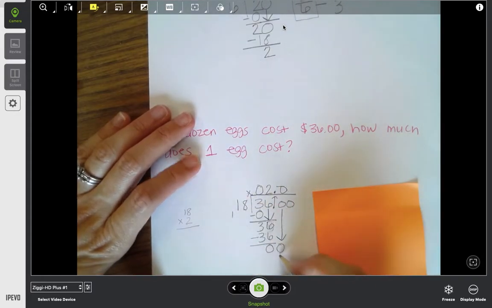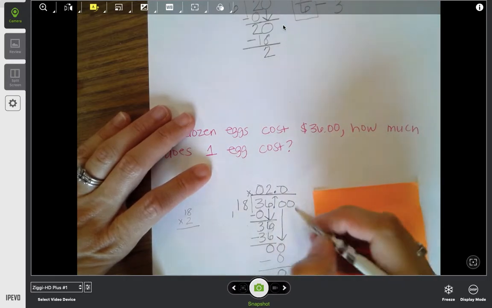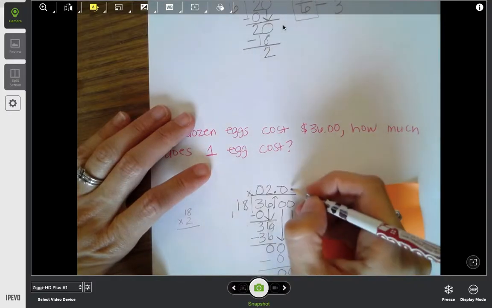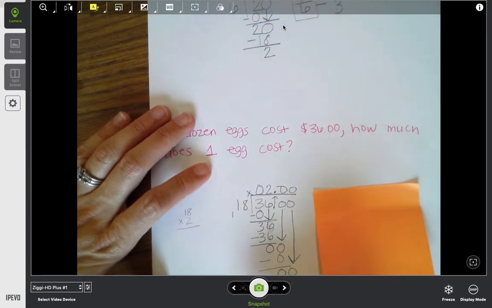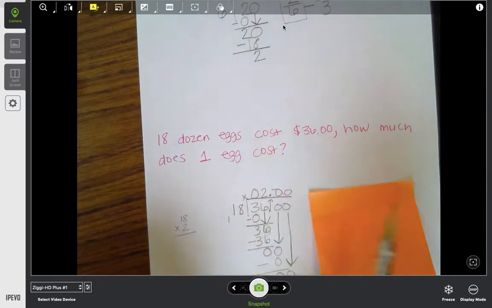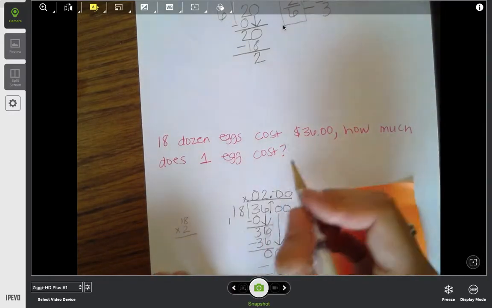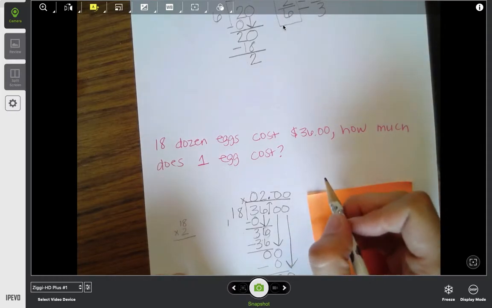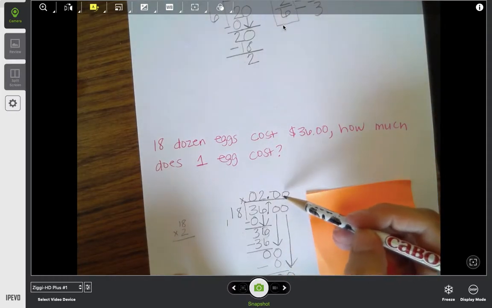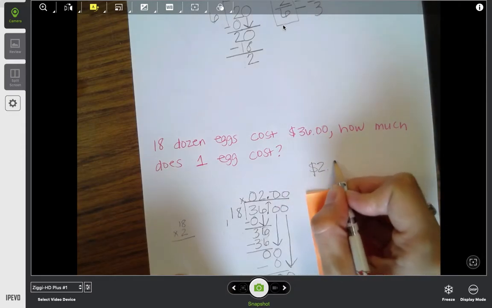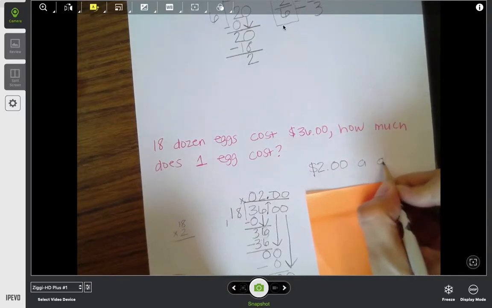0 times 18 is 0. 0 minus 0 is 0. Bring down my number, and I'm going to put another 0 there. So if I think about this problem here, I have just figured out that each of the 18 dozen eggs cost $2. Okay, so they're $2 a dozen.